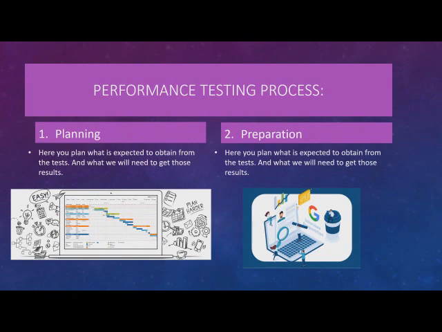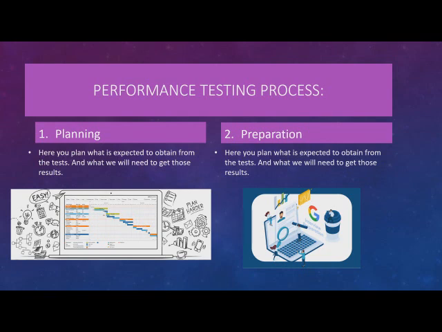Now I'm going to say the performance testing process that we will be using in this kind of test. Number 1. Planning. Here you plan what is expected to obtain from the test and what we will need to get those results. In this step, we get the test strategy as final deliverable.